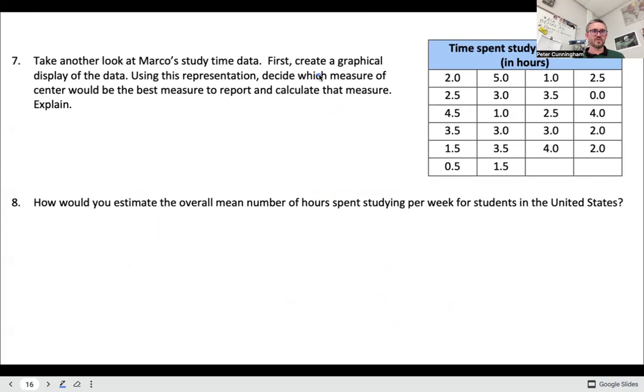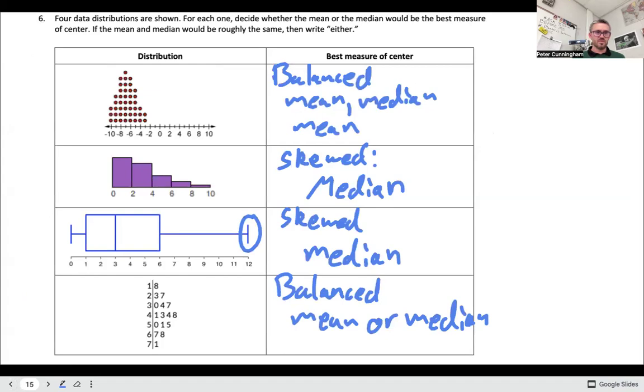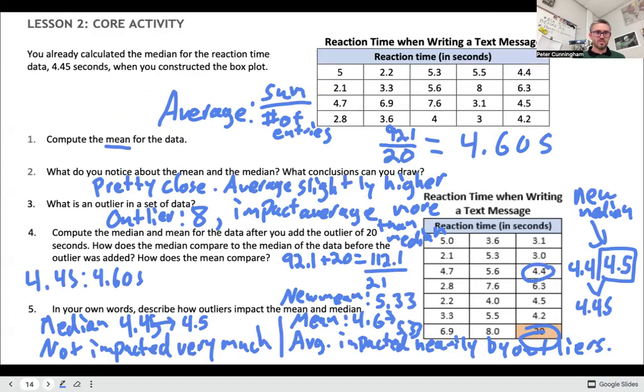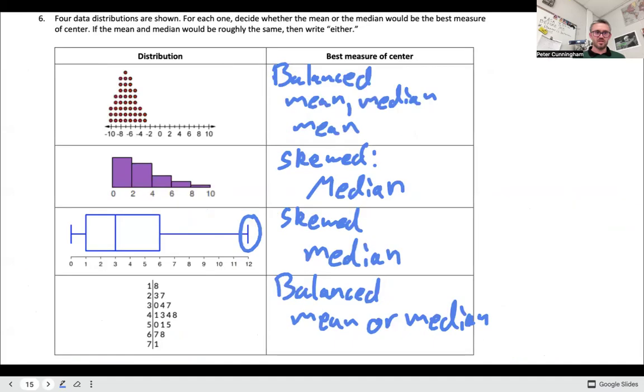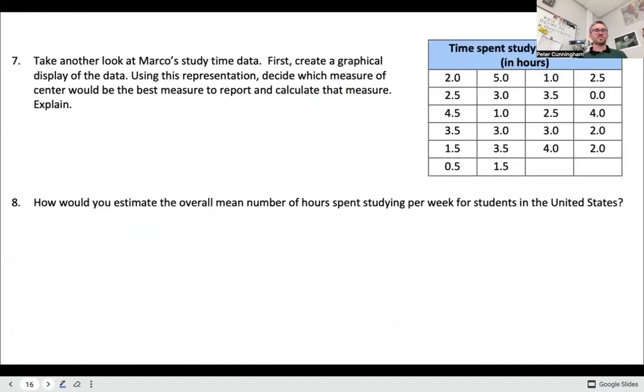So first, create a graphical display of the data. Using this representation, decide which measure of center would be the best to report and calculate that measure. Explain. Study time data. Sorry, just finding some stuff. Graphical display of the data. Using this representation, decide which measure of center would be the best to report and calculate that measure. Explain.